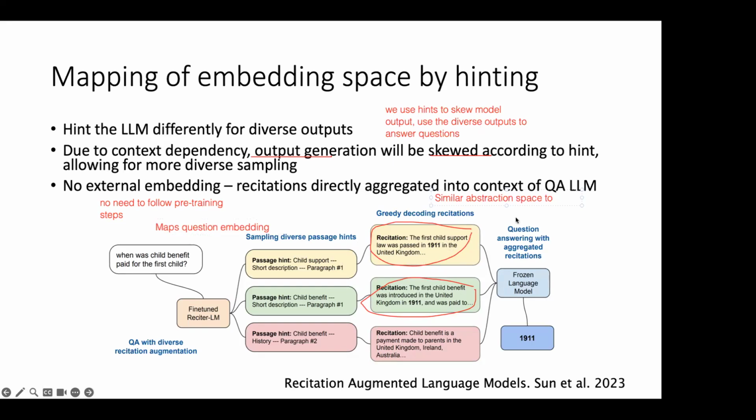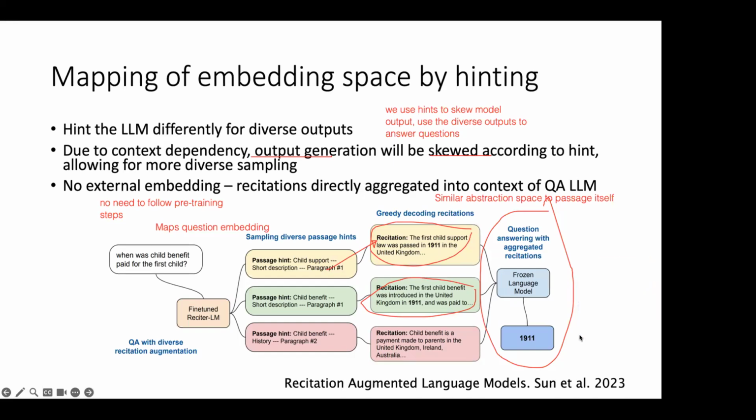In this case, what they actually did is they map similar abstraction space to the actual passage itself, so that you can answer it. So in some sense, it's slightly different from the hypothetical document embeddings, because we don't take the embeddings of this passage. What they actually did is they just use this idea of sampling diversely in order to use one language model to answer the question. So there's no embeddings here. The LM answers the question with augmented context.